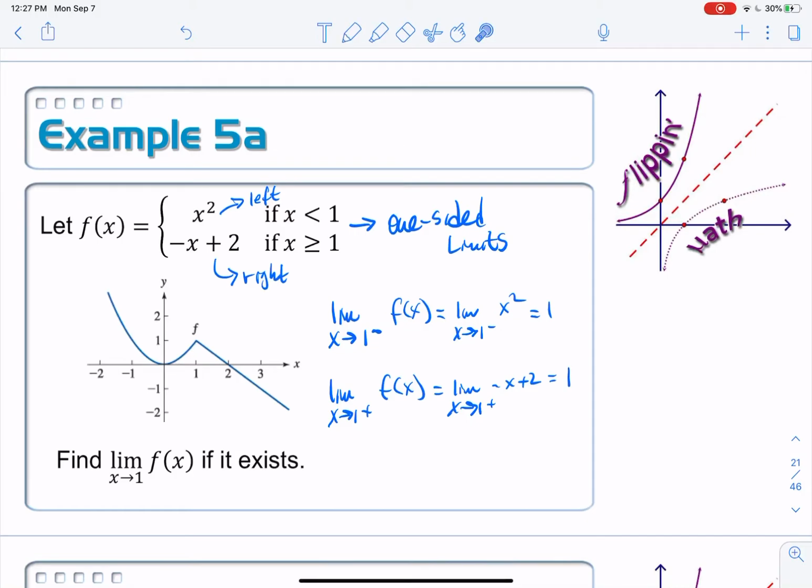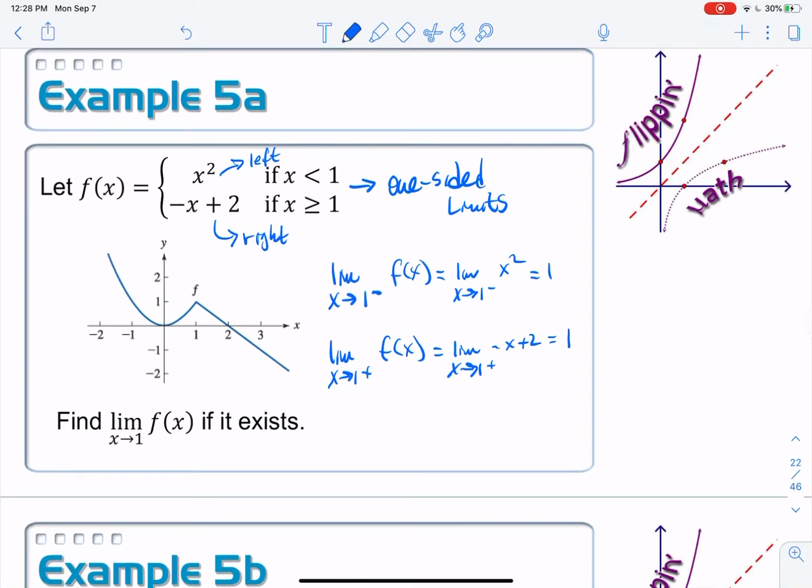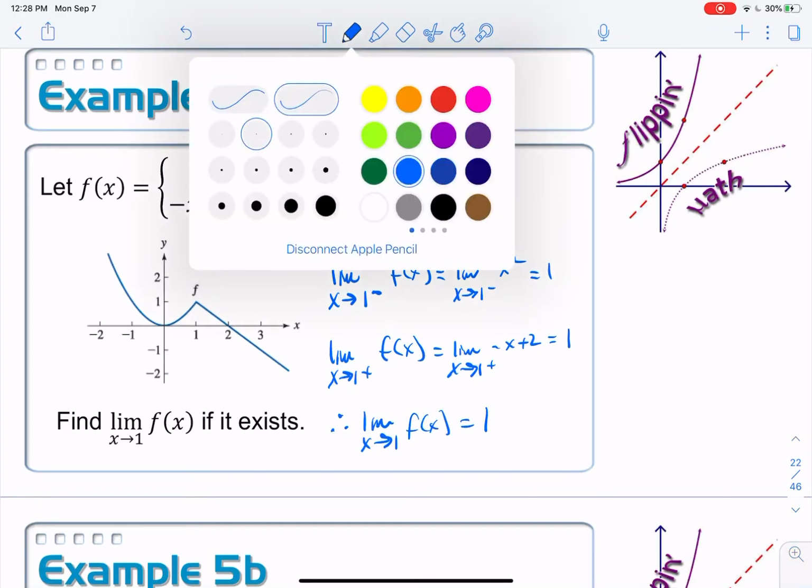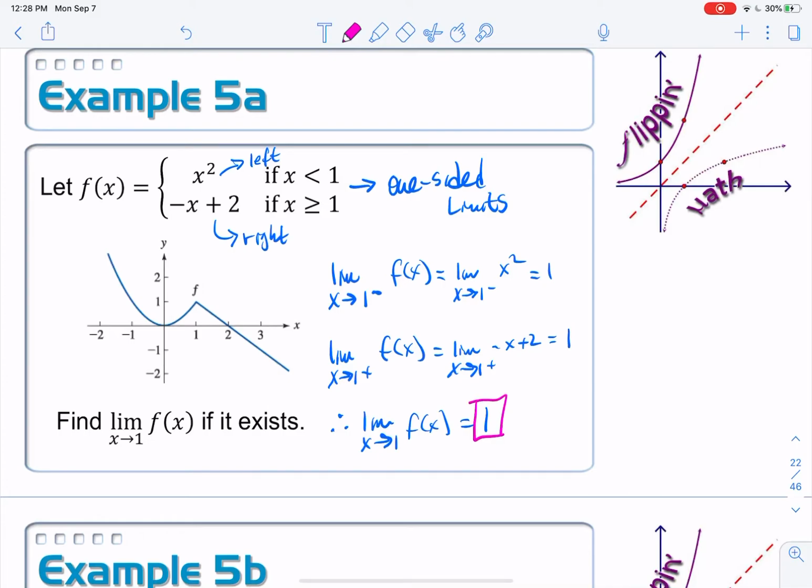And notice that both of these numbers are identical. So we are approaching the number 1 from both sides. Therefore, the limit exists. Not only does it exist, it's equal to 1. So the limit as x approaches 1 of f of x is in fact equal to 1. Now, we can confirm that with the graph, of course. We can see that on the left side it's approaching 1, and on the right side it's approaching 1. We have this sharp turn here, but that doesn't prevent the limit from existing.